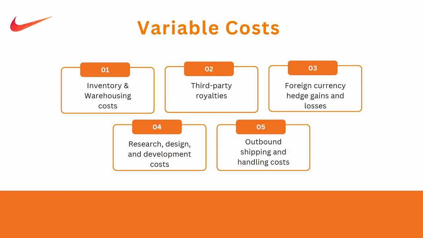Next is foreign currency hedge gains and losses. These are gains or losses incurred due to the fluctuations in the foreign currency exchange rates when Nike engages in international trade. These costs represent a significant variable risk for Nike. Exchange rate movements can impact the cost of raw material and the prices of Nike products in different markets. Nike's management must consider the trade-offs between the benefits of global expansion and the risk associated with the currency fluctuations when making pricing and production decisions.